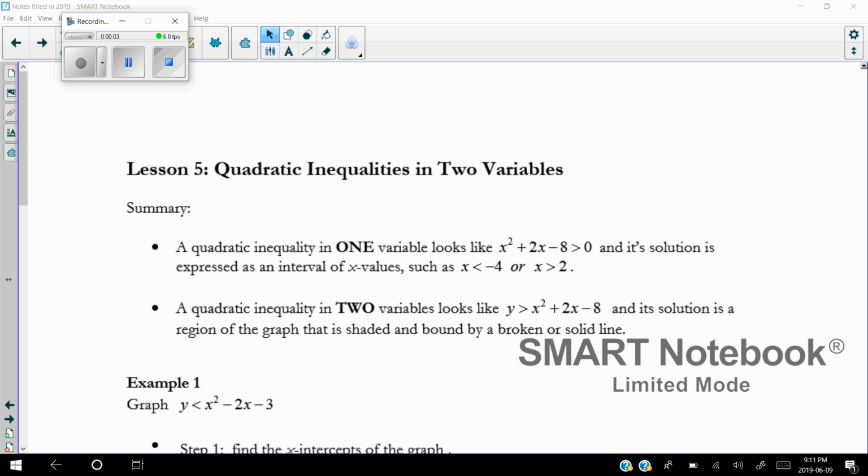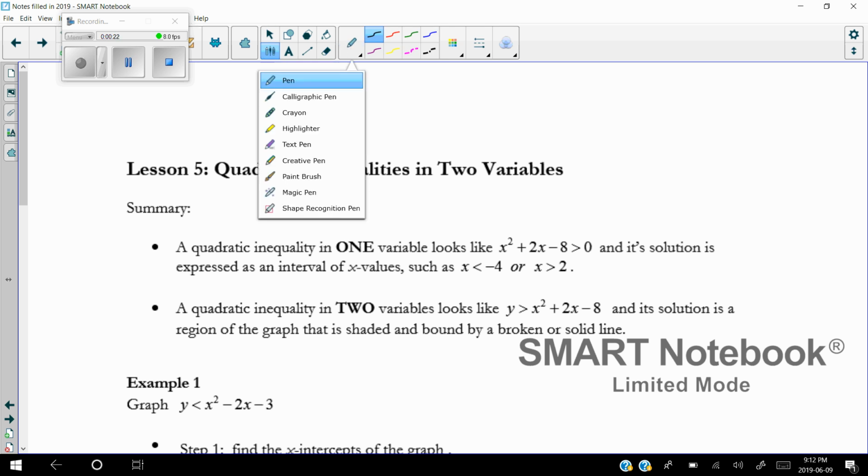Today is lesson 5 of our last unit on quadratic inequalities in two variables. It's our last lesson of the year. So let's just quickly review what we're going to be learning about and what we learned about last class. Last class, we talked about solving inequalities that have one variable.